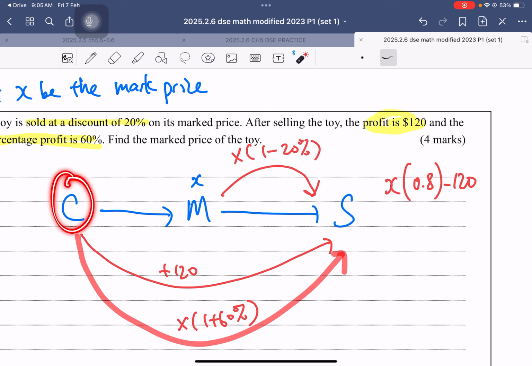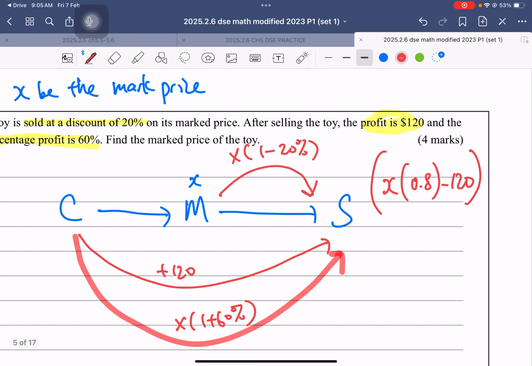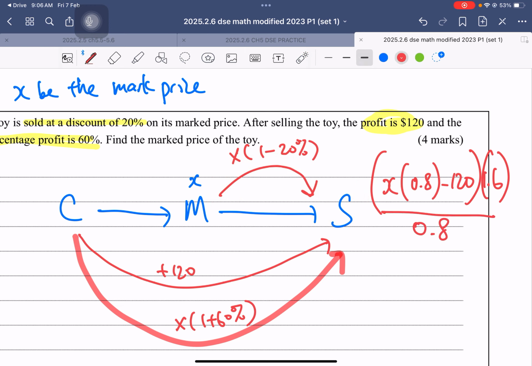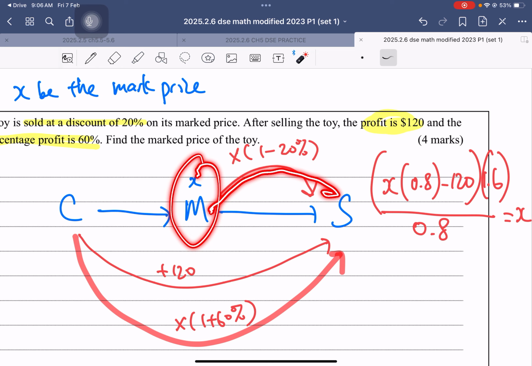Where do I need to go? I can only go to the selling price. Times what? Times 1.6, isn't it? Now I'm at S. I'm one step back to M, isn't it? How do I get back to M? Divided by 0.8. I'm back to x, so it's equal to x. Understand now? I say it again. You're starting from x. Where can you go? You can only go to S. So you follow the arrow, you times 0.8.